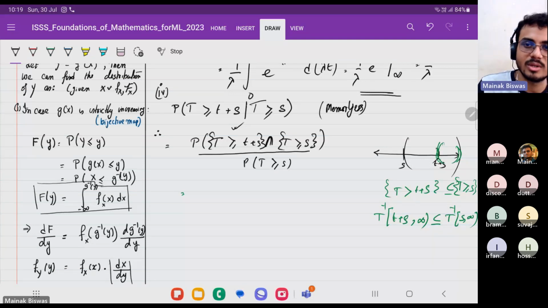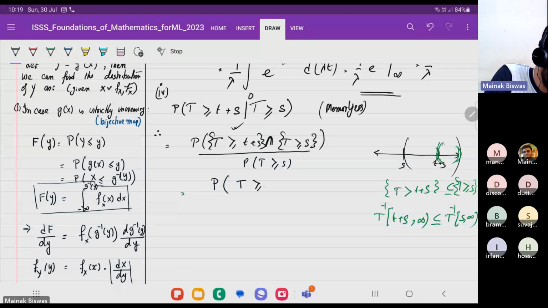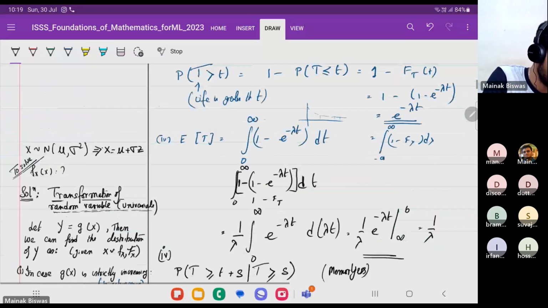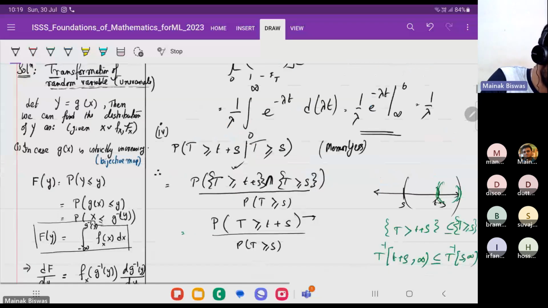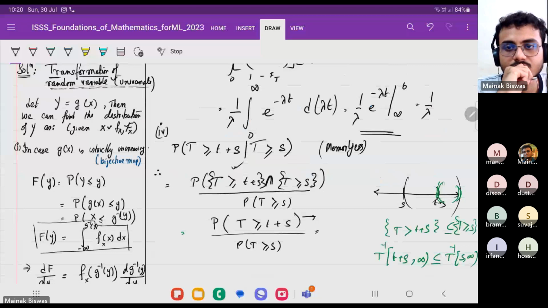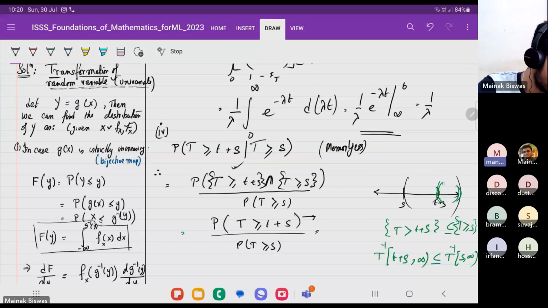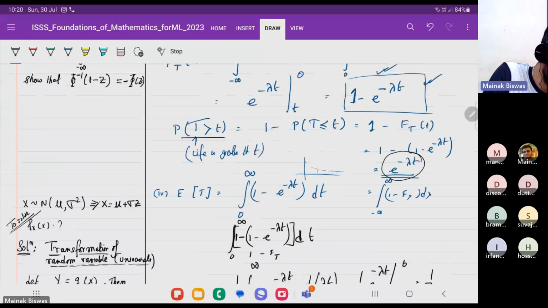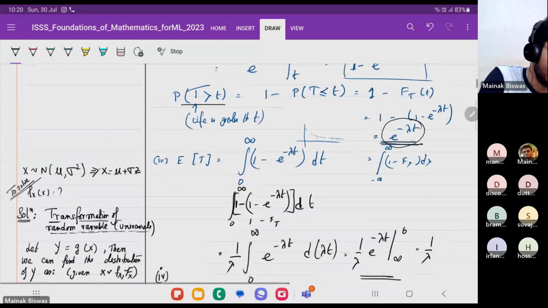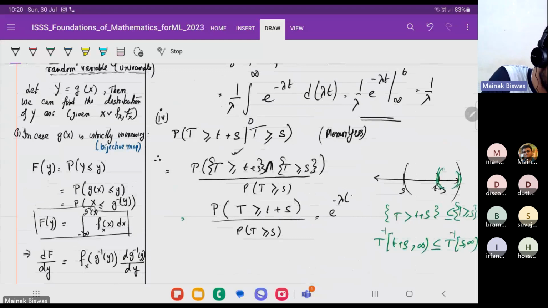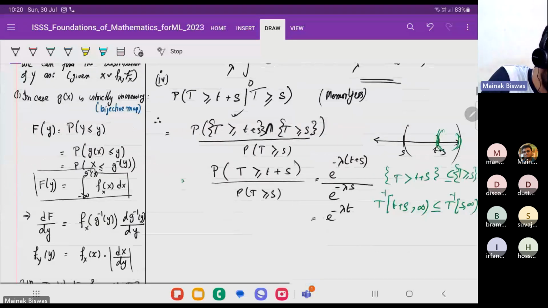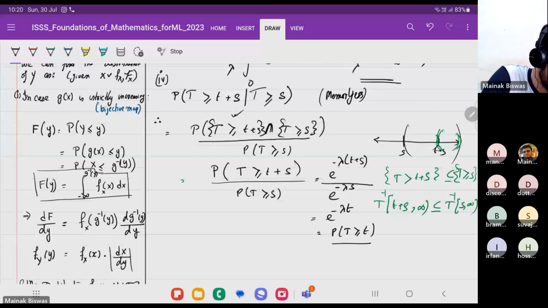Okay. What will be the numerator then? It will just be the subset, right? T greater than or equal to t plus s, divided by probability of T greater than s. So what is the probability of the numerator? We have already found that. It is e to the power minus lambda times t plus s. And the probability that t is greater than t we have already found, e to the power minus lambda t. This is nothing but the probability of t greater than t. Right?